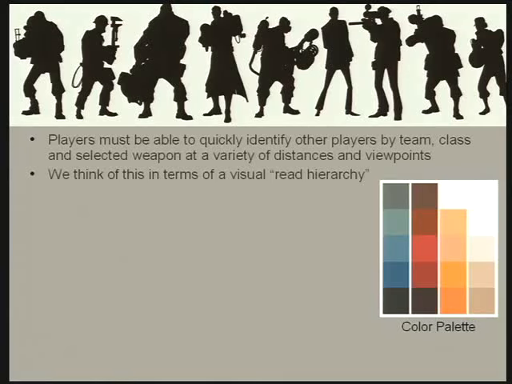So when we think about making these characters identifiable in Team Fortress 2, we think of the player as going through a read hierarchy. There are 3 phases that a player undergoes when they first encounter another player in the game. First, we want them to be able to identify what team they're on, so they can quickly see the color, red or blue, friend or foe: is he on my team or not.